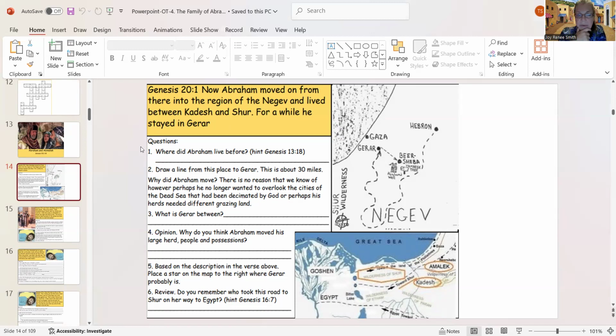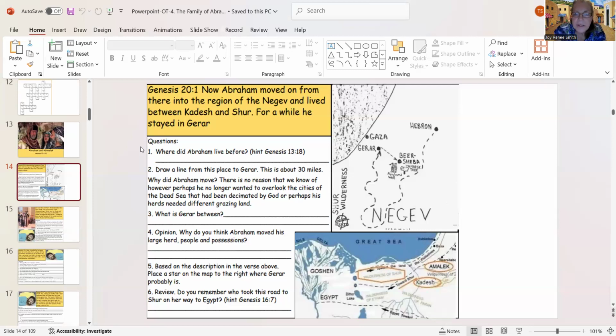Where did Abraham live before? That would be Hebron. Abraham and Sarah both lived in Hebron. Draw a line from this place to Gerar. This is about 30 miles. If he went straight from Hebron to Gerar, it'd be about 30 miles, but he takes a long route there. Okay. Why did Abraham move? There is no reason that we know of. However, perhaps he no longer wanted to overlook the cities of the Dead Sea that had been decimated by God, or perhaps his herds needed different grazing land.